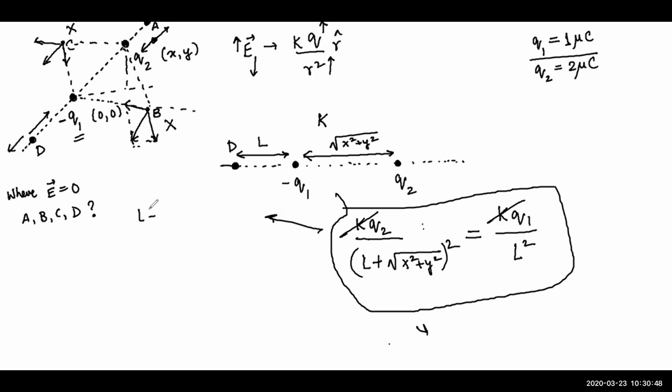I can rewrite it. We can actually invert both sides of it. And that will look like L plus square root of x squared plus y squared divided by square root of Q2 is equal to L divided by square root of Q1. And since I have taken an inverse and then I have also taken a square root of both sides, I should be careful and I should probably put a plus or minus sign in front of the L over square root of Q1. All right.